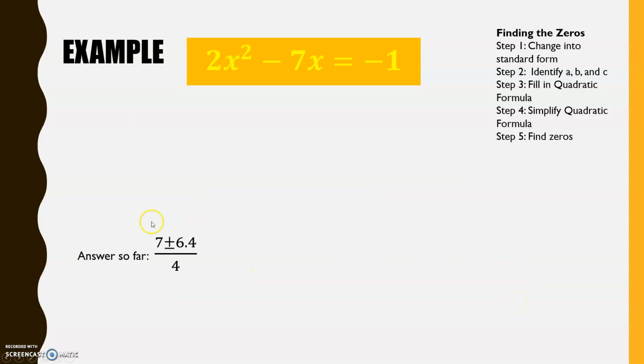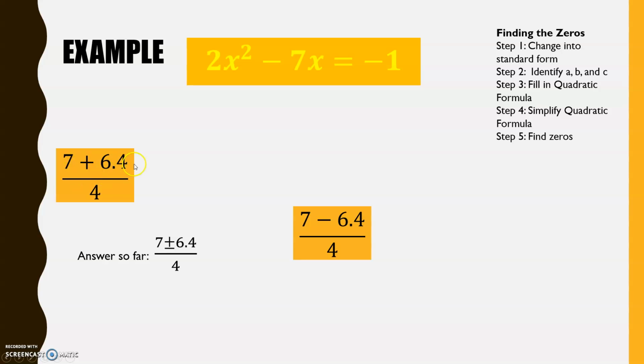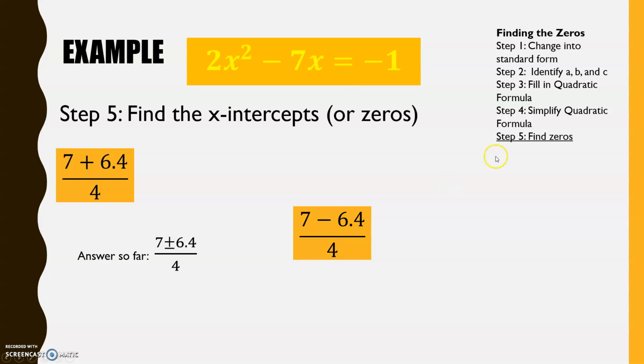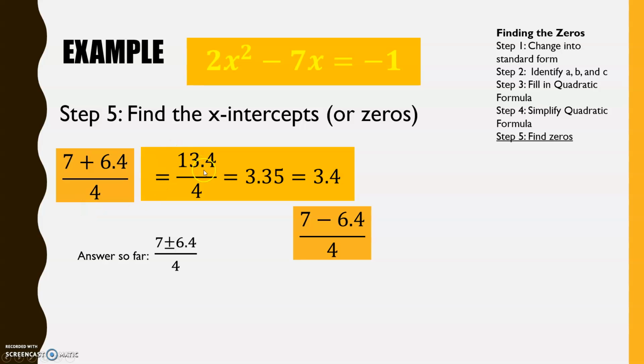So this is our answer so far, and then you can break this up into the 7 plus 6.4 over 4 component and the minus version. So you'll have the plus version, the 7 plus 6.4 over 4, and the minus version, 7 minus 6.4 over 4. That's pretty simple to find the zero, so we just do the addition and then divide. So 7 plus 6.4 is 13.4 divided by 4. That rounds to something like 3.4. Okay, we'll just stop at 1 decimal. That'll be good for right now.